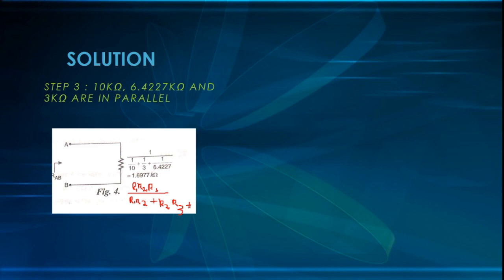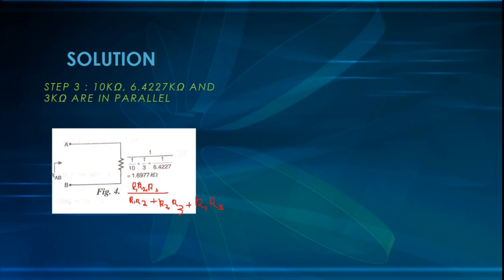I'm sorry for the bad handwriting. I'm not able to write it using a mouse. Plus R1 into R3. You can use this formula also to find the equivalent resistance when three resistors are connected. So two resistors means it is R1 R2 by R1 plus R2. Three resistors means it is R1 R2 R3 by R1 R2 plus R2 R3 plus R1 R3. So the three resistors are 10 kilo ohm, 6.4227 kilo ohm and 3 kilo ohm.